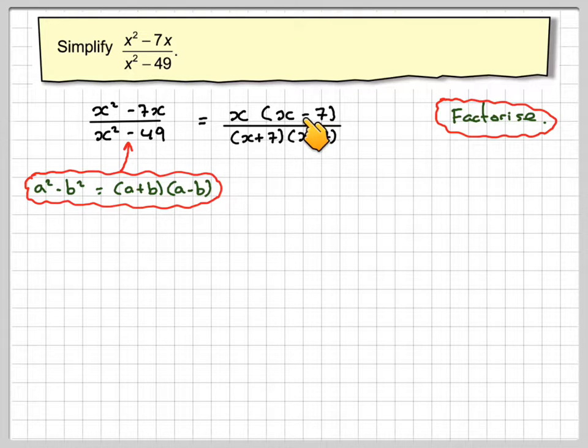But here we've got the same thing in the numerator as in the denominator, so we can cancel out. And we're left with a final answer of x divided by x plus 7.